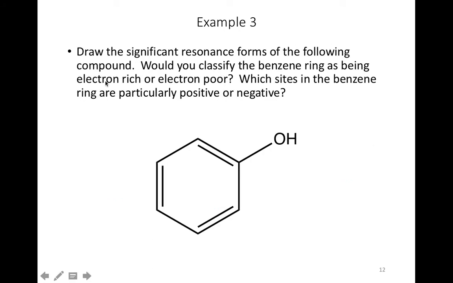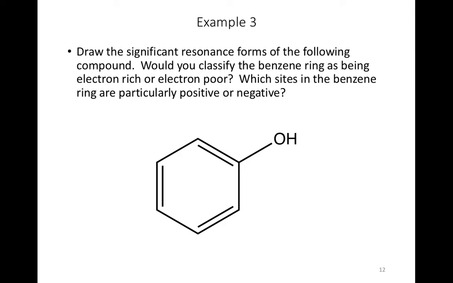All right, another type of question that we might see in the book is where they ask us to draw all the significant resonance forms of the compound, and then they want to know whether the benzene ring is electron rich or electron poor. So essentially, when we draw the different resonance structures, if there are a lot of negative formal charges on that benzene ring, a negative formal charge means excess electrons, and so that would mean that the benzene ring is electron rich. If on the other hand we see positive formal charges on the benzene ring, positive charges mean a lack of electrons, and so that would indicate that the benzene ring is electron poor.